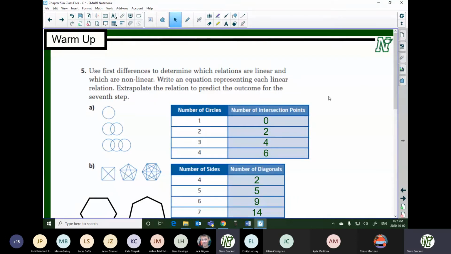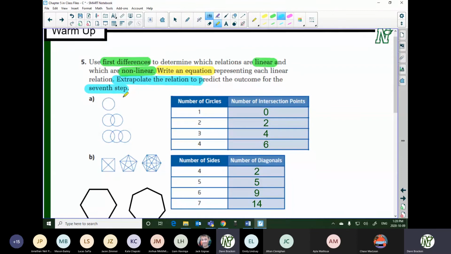All right, so just looking at this real quick, it says complete the table and do the first differences to see whether it's linear or not. Then write an equation. Just let me highlight a couple things here. So do the first differences to see whether it's linear or nonlinear. That's the first thing. The second thing is write an equation. After today, you will be able to do this yellow. I'm not going to do the equation here, but after today, you will be able to. And then extrapolate to predict the outcome for the seventh step, the seventh number, okay?